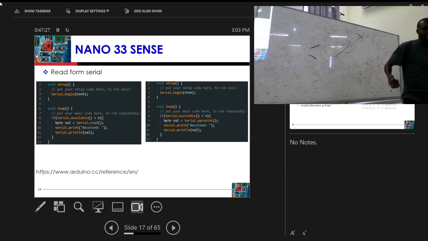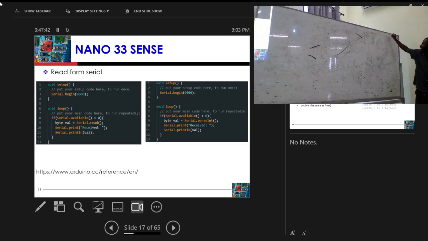Okay, so now pay attention. We have our computer here, my computer, right? And then we have our MC. You know what the MC is? Microcontroller unit, my board, my Arduino board, right?